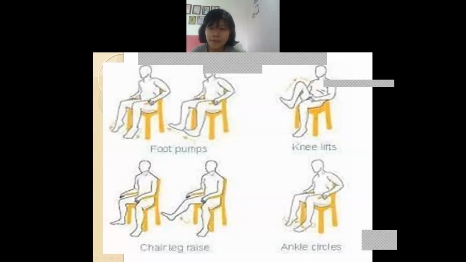Okay, next is chair leg raise. The person can raise the leg like this. One, two, one, two, like that. Okay, next is ankle circle. So this is the ankle. So ankle circle, what will happen, like this? Okay, in this manner, the person can perform that kind of exercise.